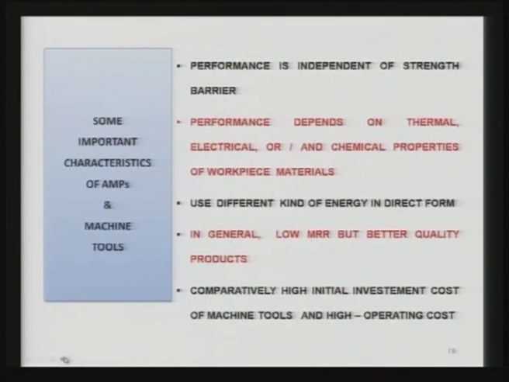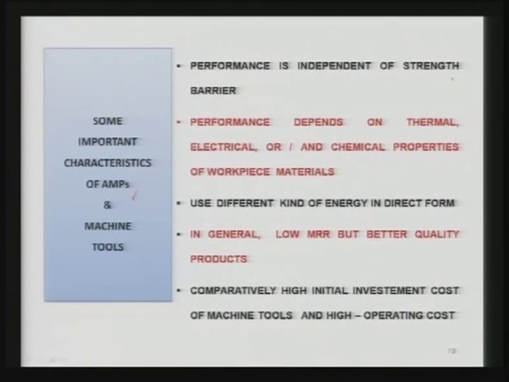So, let us see what are the important characteristics of these advanced machining processes. Now, in these advanced machining processes, as I have mentioned, performance is independent of the strength barrier. As we have seen, the basic requirement of conventional machining processes is that the tool hardness should be much higher than the workpiece hardness. But in advanced machining processes like laser beam machining, electron beam machining, electrochemical machining, that constraint is relaxed, because there you are not going to use a well defined cutting edge tool as we do in traditional machining processes.